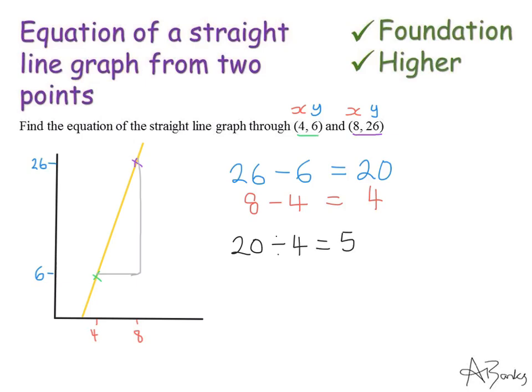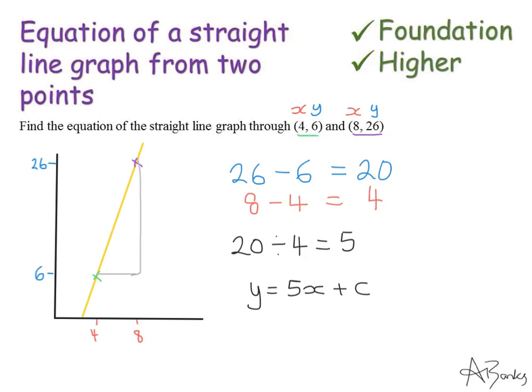It's 5. Now that I've got this, I'm going to do what I did in my video on equation of a straight line graph from a gradient and a point. So I've got y equals, well I know the gradient's 5, so 5x plus c. I need to find out what c is because I don't know what my y-intercept is. I can pick either one of these 2 points they've given me. So I'm going to go for this one, it looks easier. I'm going to go for (4, 6).